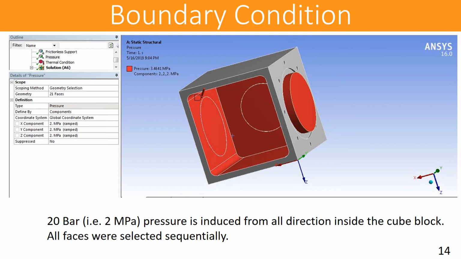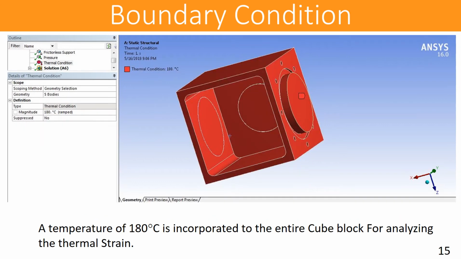So the main boundary condition for pressure is here. As we can see, 20 bar, 2 megapascal pressure is induced from all directions inside the cube block, and all the faces were selected sequentially. I just hid the bottom part of this block to see the selected items inside the block. A thermal condition was also induced here, and a temperature of 180 degrees is applied to the entire cube block for analyzing the thermal strain.